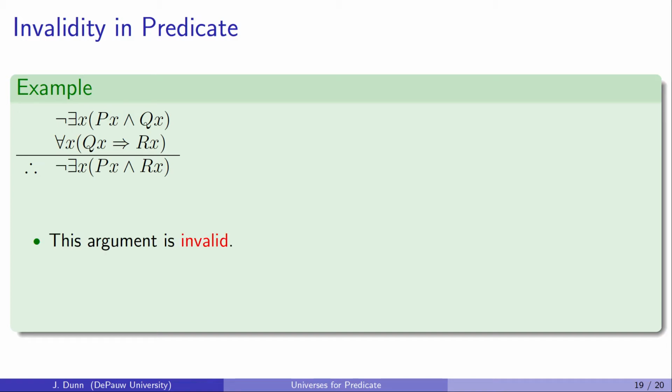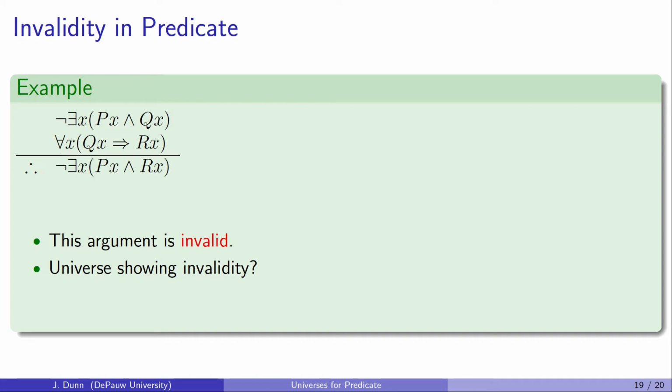So again, I'm just going to tell you off the bat that this argument's invalid. You might have worked that out with a Venn diagram or in some other way, but for this activity, we're just going to start off with the information that the argument's invalid. And again, our job is to come up with a universe that demonstrates this invalidity. So again, what we're trying to do is come up with a domain and an interpretation.